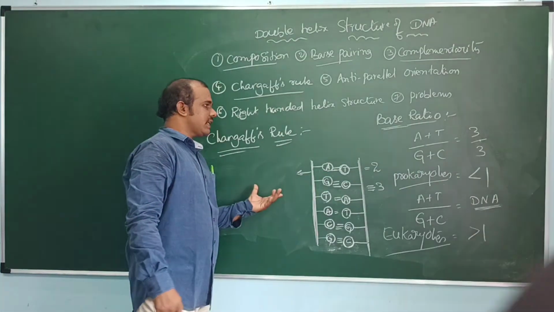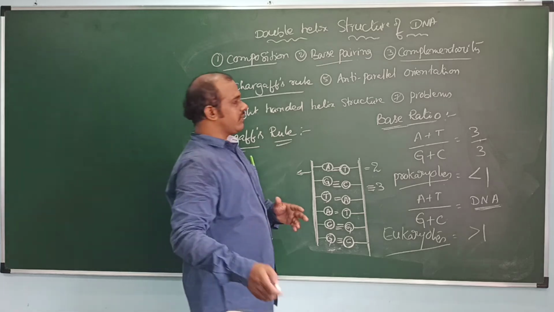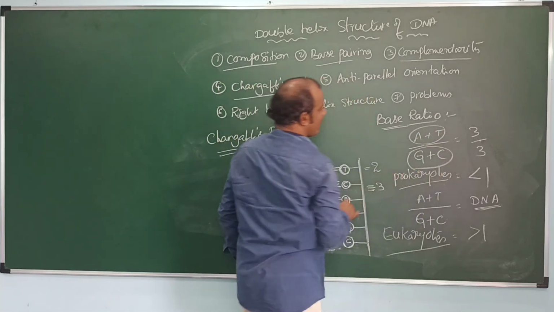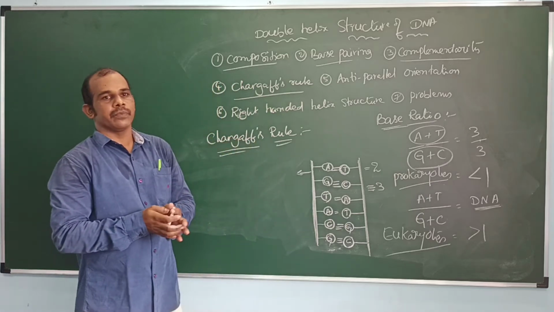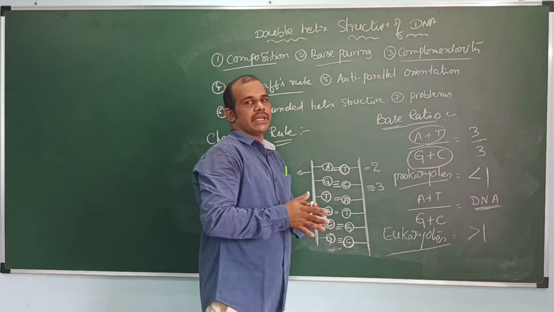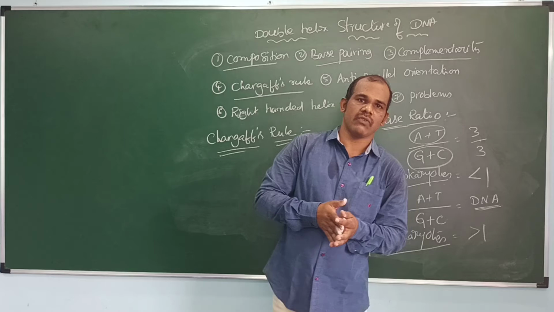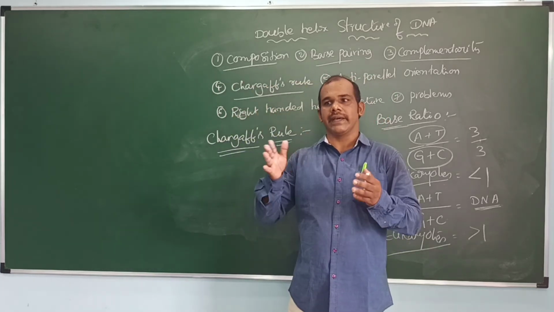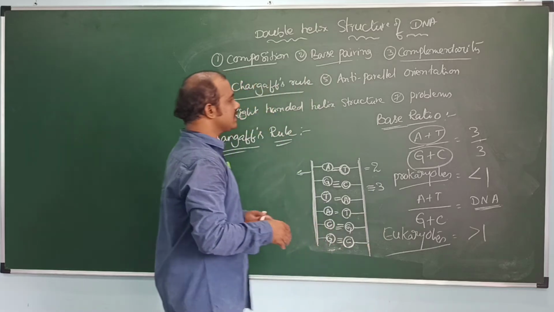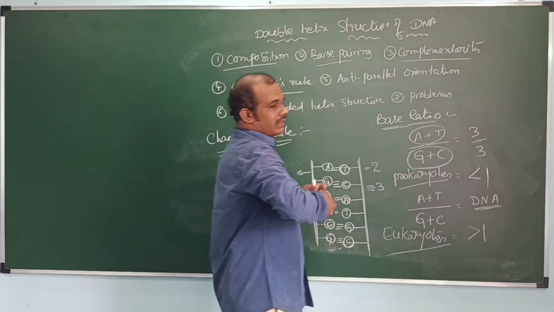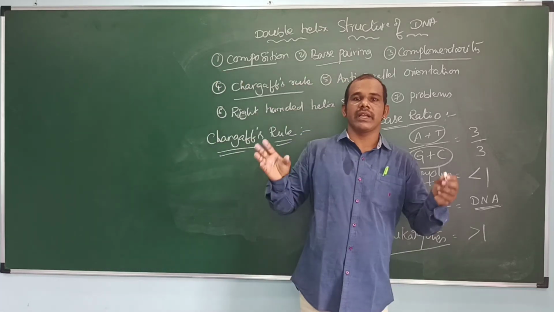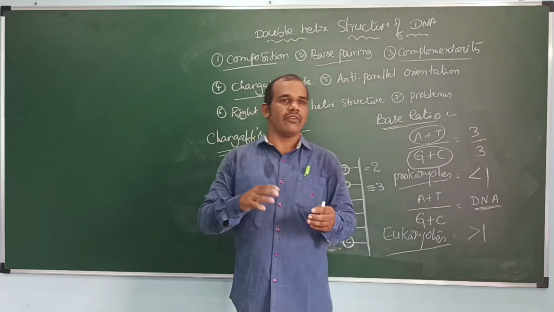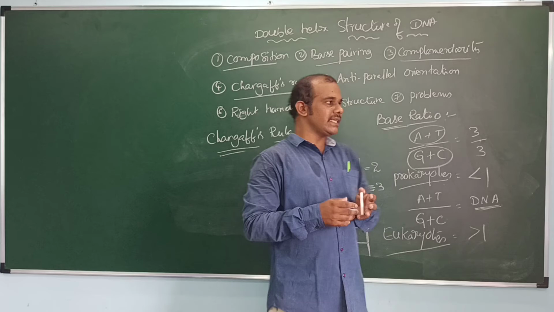So what is the base ratio? The ratio between A and T pairs and G and C pairs is called the base ratio. In prokaryotes, the base ratio is always less than 1, whereas in eukaryotes it is always greater than 1. That is called base ratio. And the base ratio is never equal and never constant. Depending upon the organism, the value of base ratio will change.